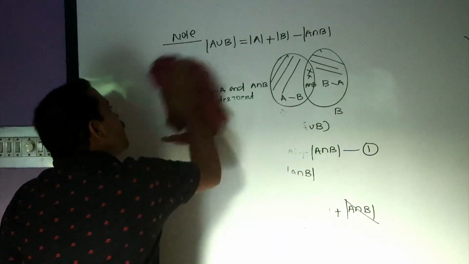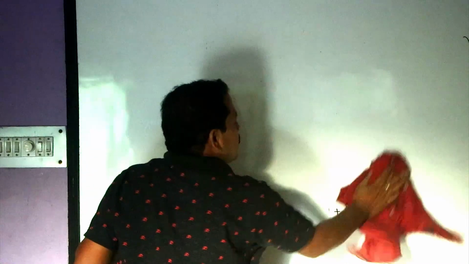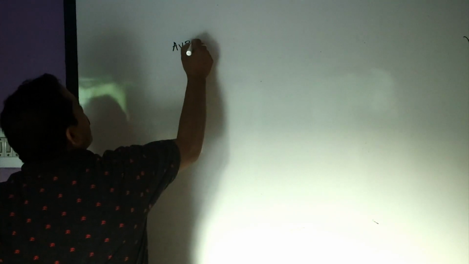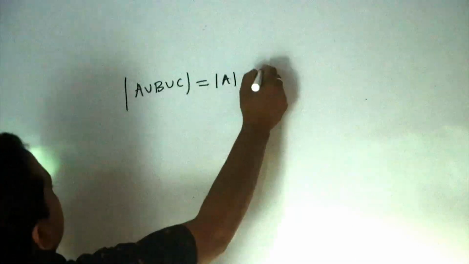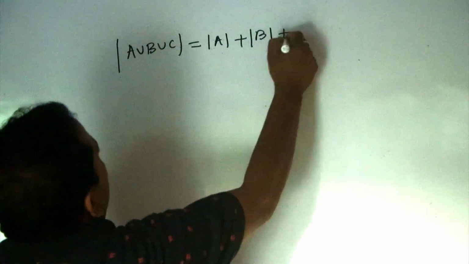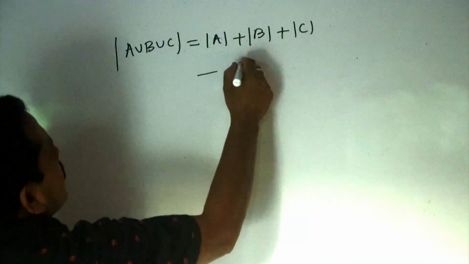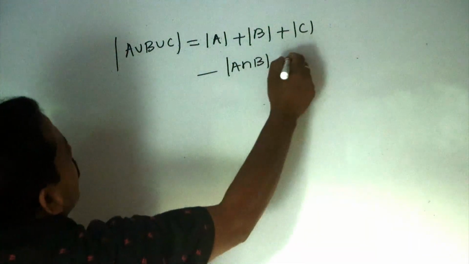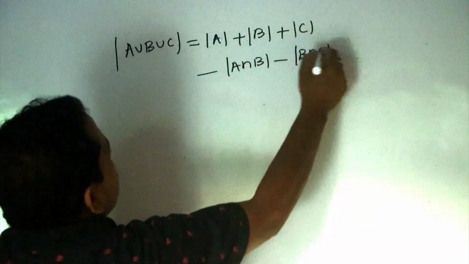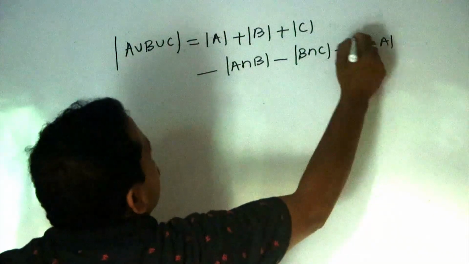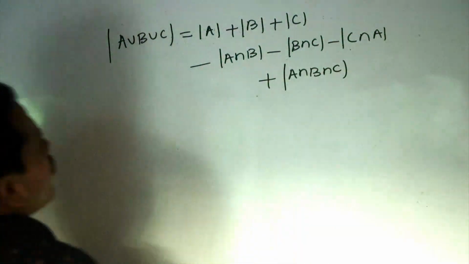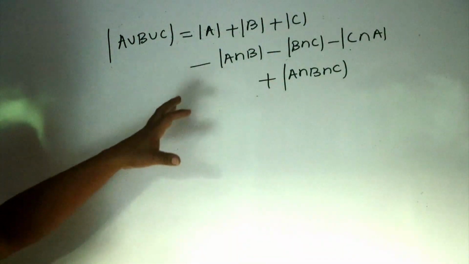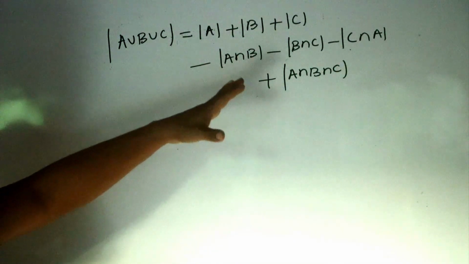Similarly, for three sets we use the formula: cardinality of A union B union C equals cardinality of A plus cardinality of B plus cardinality of C, minus cardinality of A intersection B, minus cardinality of B intersection C, minus cardinality of C intersection A, plus cardinality of A intersection B intersection C. You can use this formula to solve many problems which are given in your textbook.